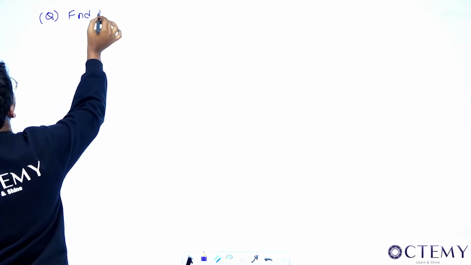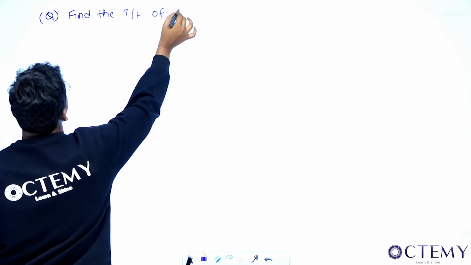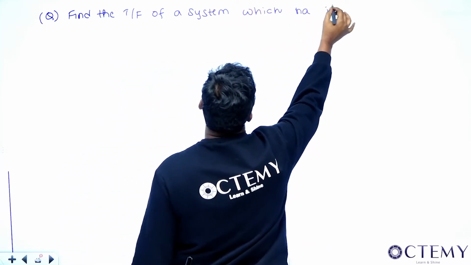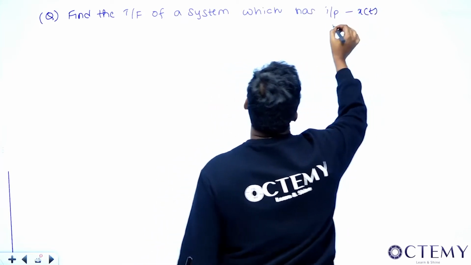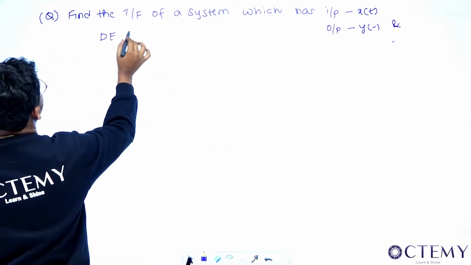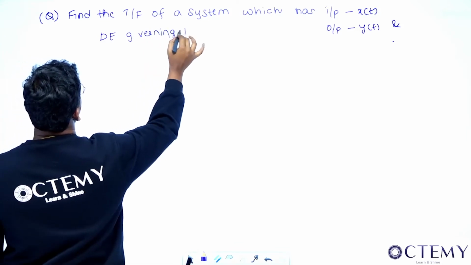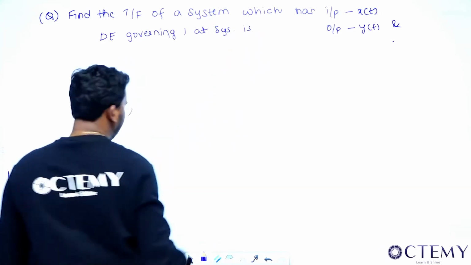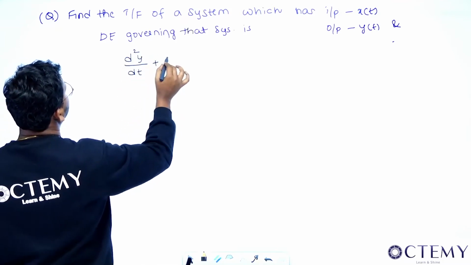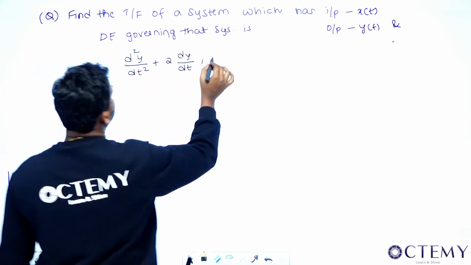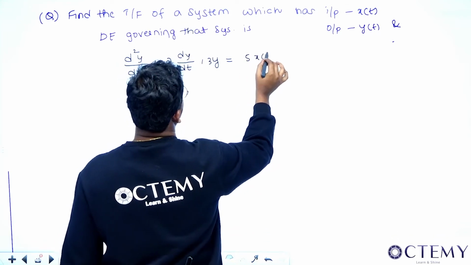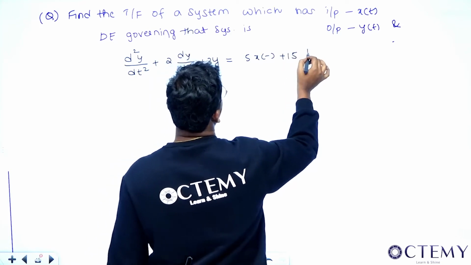find the transfer function of a system which has input as x of t, output as y of t, and the differential equation governing that system is, say like this: d square y by dt square plus 2 dy by dt plus 3y is equal to 5 into x of t plus 15 into dx by dt.